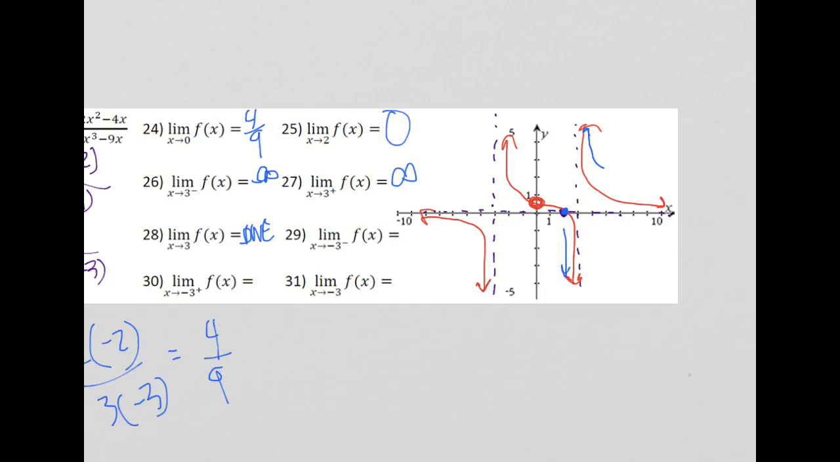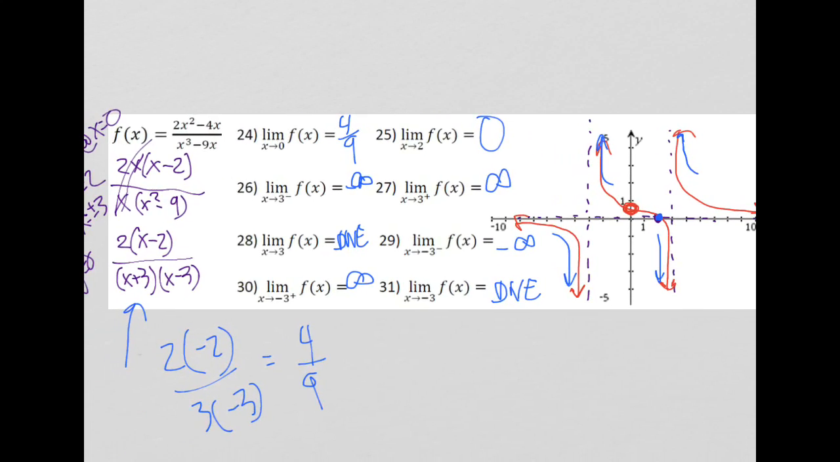As x goes to negative 3 from the left side, I'm going down to negative infinity. As x goes to negative 3 from the right, I'm going up to positive infinity. And just like the last one, since those tails are heading towards opposite infinities, our limit does not exist there, and we are done.